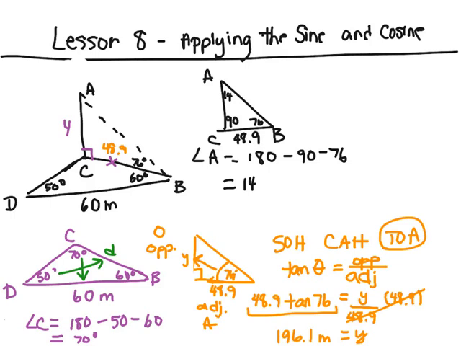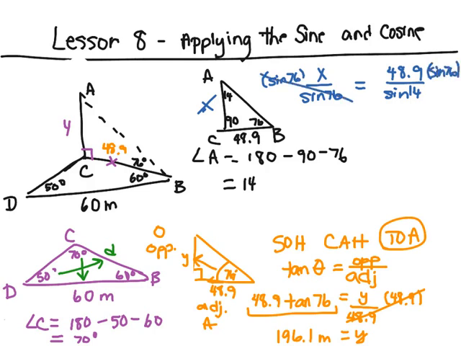So we'll set up our ratios. We want to find X. So X over sine of 76 is equal to 48.9 over the sine of 14, times both sides by the sine of 76. And X, type this all into your calculator and you should get the same answer. X is equal to 196.1 meters. So if you're not comfortable using the primary trig ratios, just use the sine law. It always works. Just remember that if it has a square, you know that that's a 90-degree angle.